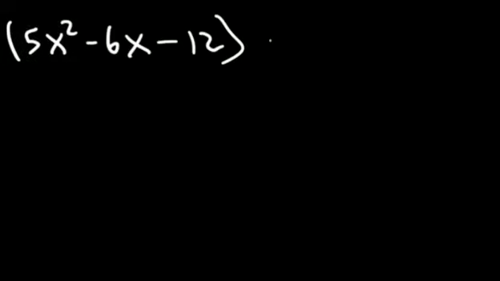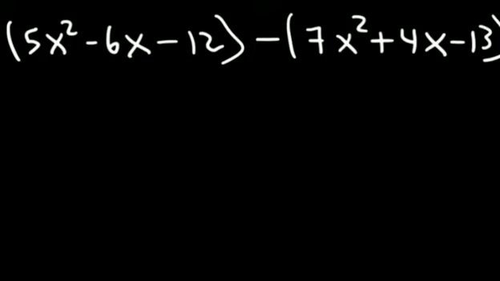Now, what about subtracting two trinomials? Let's say we have 5x squared minus 6x minus 12, and then minus 7x squared plus 4x minus 13. What do you think we need to do here? Take a minute and try this example. Feel free to pause the video as you work on it.